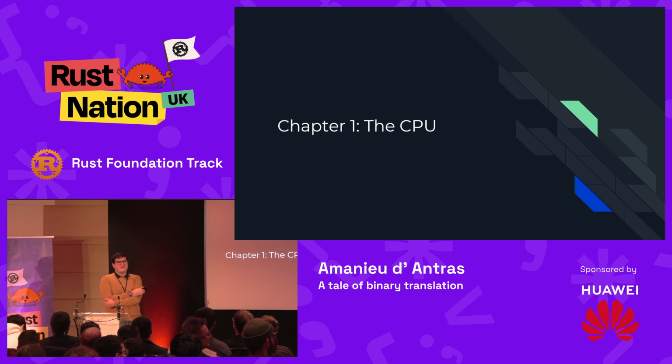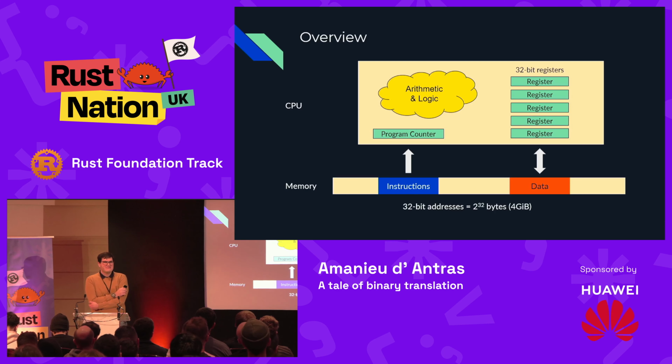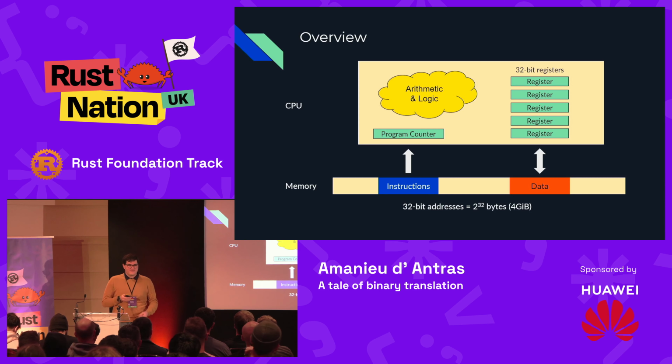So let's start with a bit of background. We need to talk about CPUs. Modern CPUs can be quite intimidating because they have billions of transistors and do all sorts of very complex stuff. But fundamentally, what a CPU does is very simple. The CPU sees memory as an array of bytes. That's it. And it has some registers, which you can think of as local variables within the CPU.